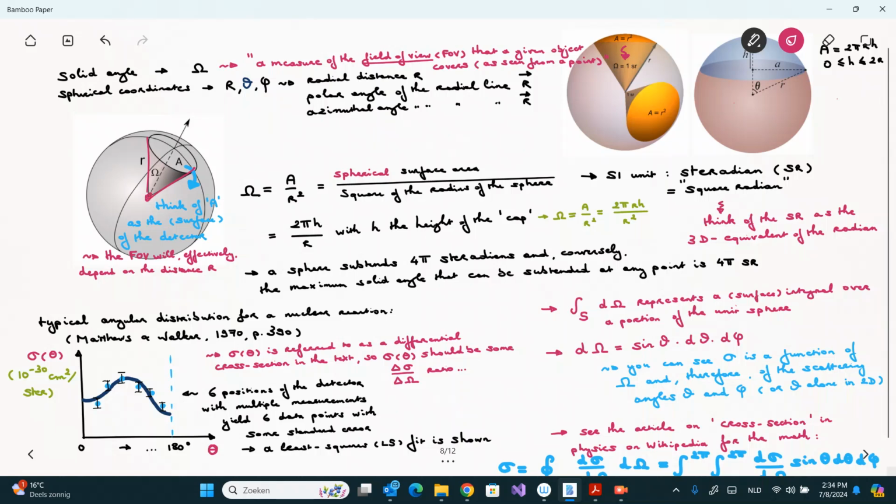Suppose this is your eye and you're looking at the moon. The distance to the moon and the surface area, or the physical size of the moon, is going to determine your field of view. So it's a measure of the field of view that a given object, it could be the moon or the sun, covers. In our case, it's the field of view that a detector covers, as seen from the point of interaction, the point of scattering. So you should think of A here, in our case, as being the detector, or the surface of the detector, at least.